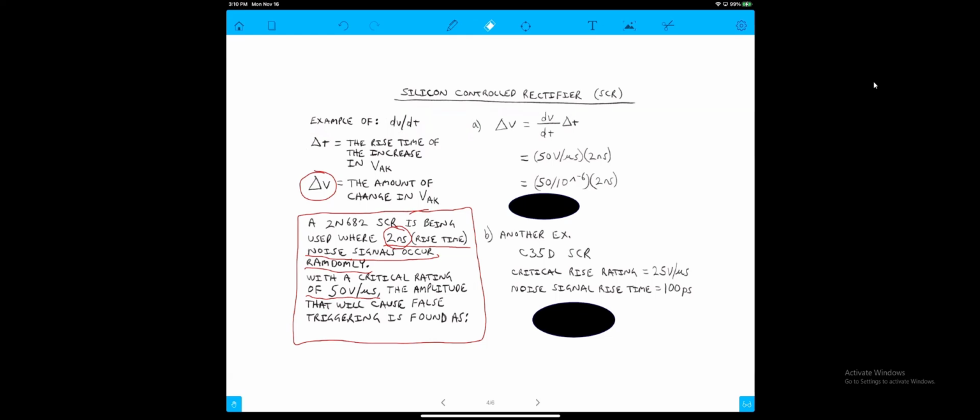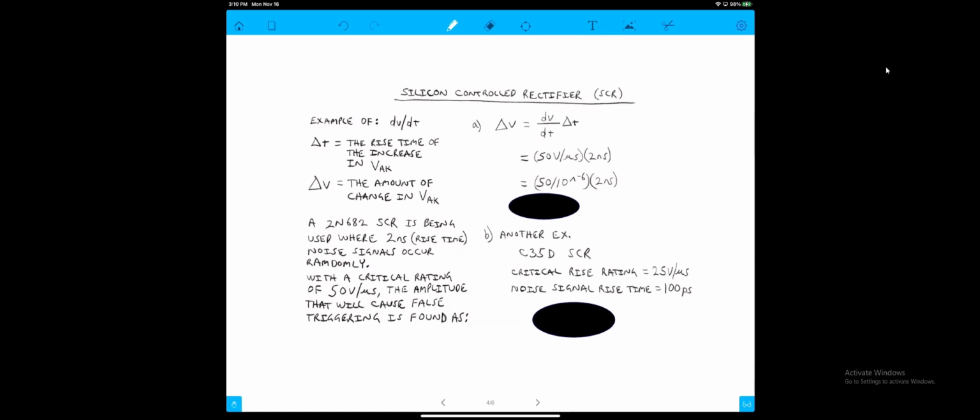So we're just doing the 50 volts divided by per microsecond, times 2 nanoseconds. I broke this down right here, so it's just 50 divided by 1 microsecond. Gotcha. And then let me know what the voltage is. I got 10. 10 volts?